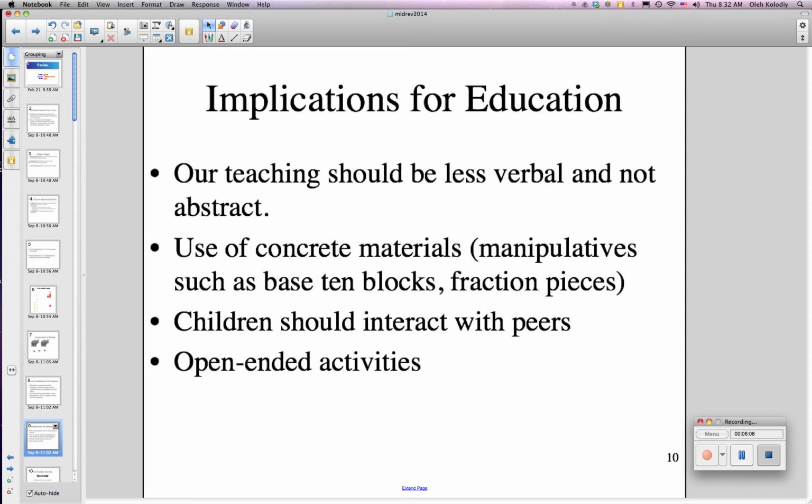Pre-number activities will involve, first of all, classification. In other words, selecting objects according to some attributes and classifying them. In other words, making piles. Now you can use things around the house or the class, or you can use commercial attribute blocks, and the attribute blocks look like this. They have different colors. Some of them are circular, some are triangular, some are square, some are rectangular. They also may have different sizes, different thicknesses.